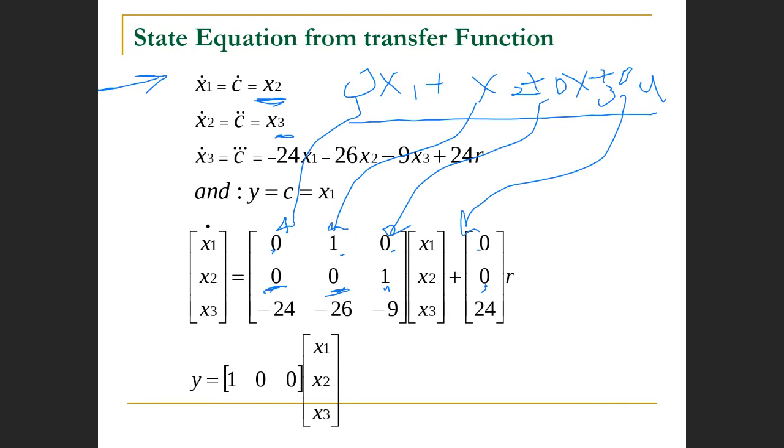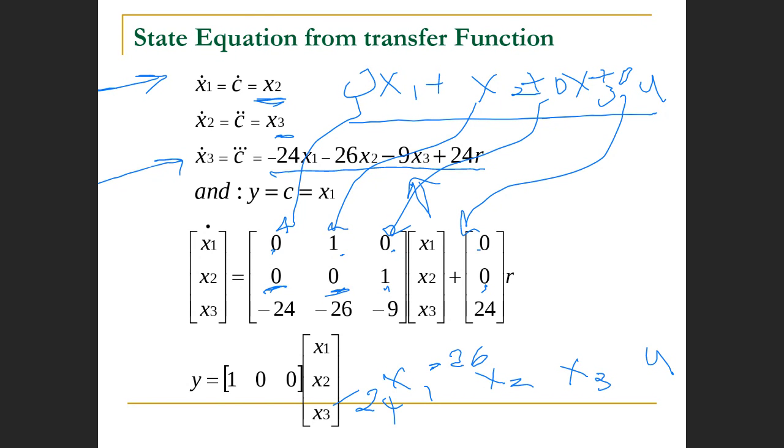How about the last term? Let me do the last term together. So the last term here is x1, x2, x3, and u. What is the coefficient of x1 in this equation? Minus 24. Continue, please. How about x2? Minus 26. x3? Minus 9. And u? 0.